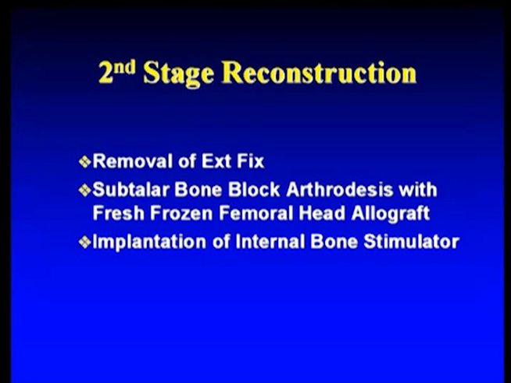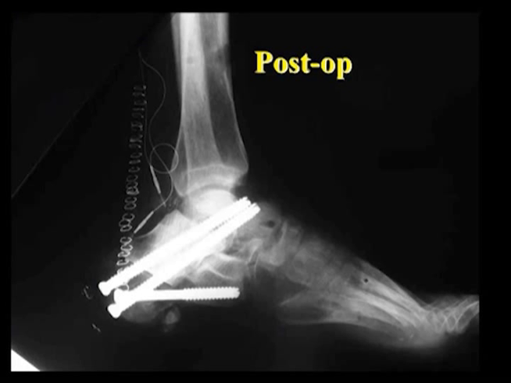Once this was achieved, as you see here, we had a non-union of the calcaneus plantarly and a void of previous calcaneal bone that, due to the Charcot event, had dissolved. So then, after obtaining the position, now we have to maintain the position. We removed the external fixation, put a bone block into the site, and implanted an internal bone stimulator for further healing, and also achieved union of the non-union plantarly.